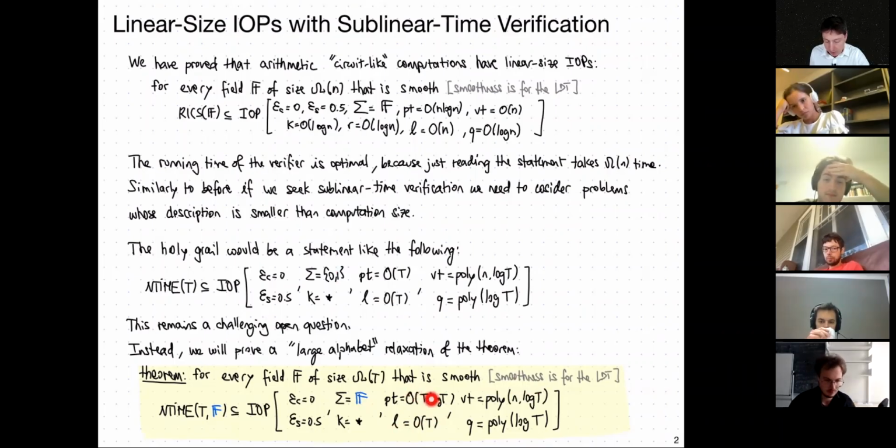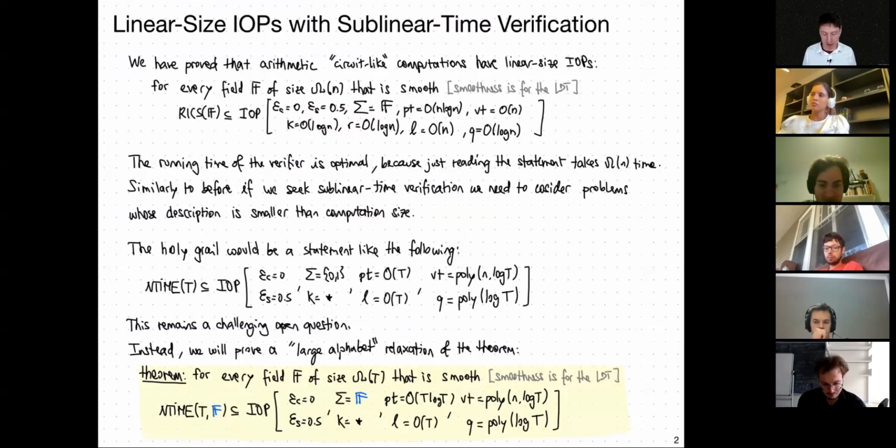Here, the prover time will be superlinear, but again, we're not going to pay attention to prover times in this course. The main point is that this is achieving linear proof length with polylogarithmic verification for some machine model computation. And that is what we're going to prove today.